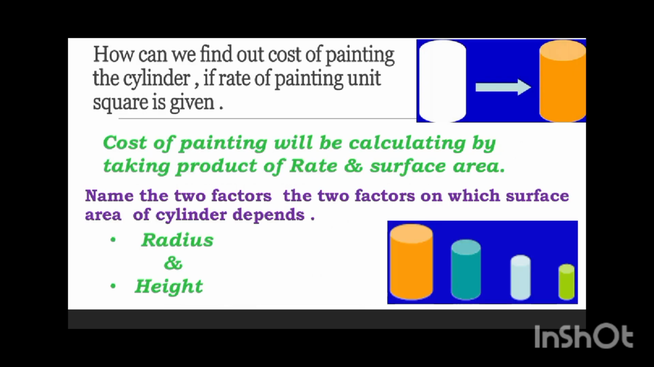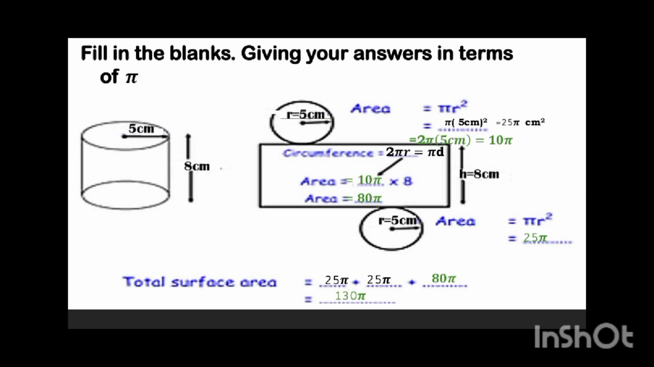So how can we find out the cost of painting the cylinder if the rate of painting per unit square is given? Cost of painting is calculated by taking the product of the rate and the surface area. The two factors on which the surface area of a cylinder depends are radius and height. Now fill in the blanks, giving the answers in terms of pi.